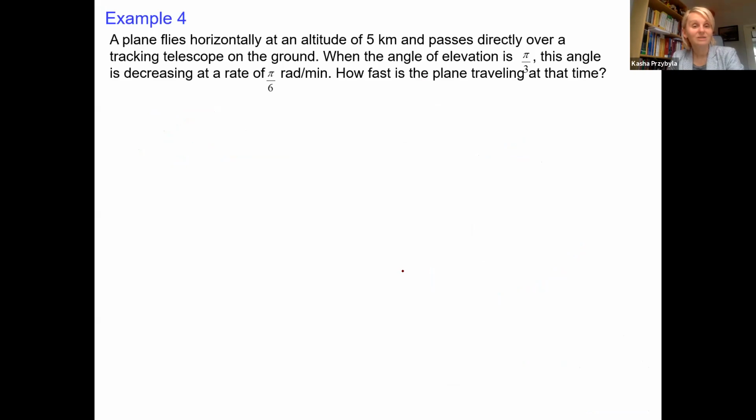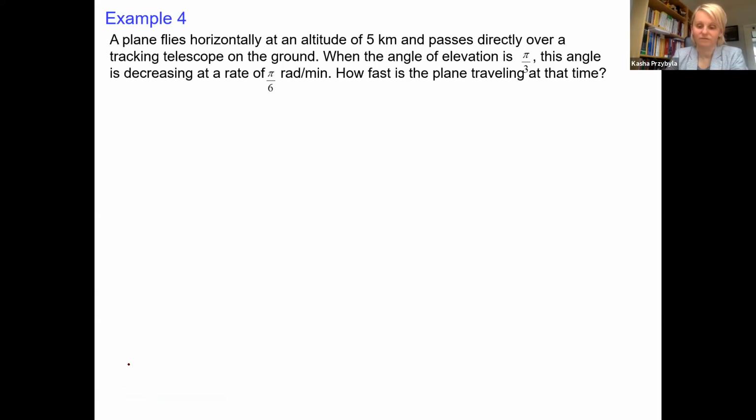A plane flies horizontally at an altitude of 5 kilometers and passes directly over the tracking telescope on the ground. When the angle of elevation is pi over 3, this angle, the same angle, is decreasing at the rate of pi over 6 radians per minute. How fast is the plane traveling at that time?